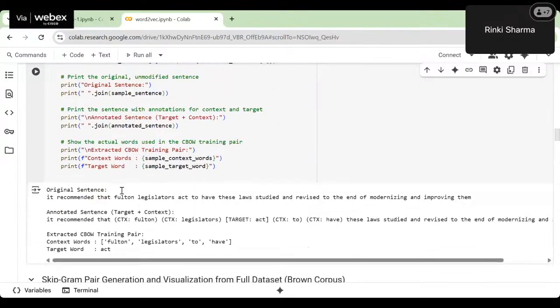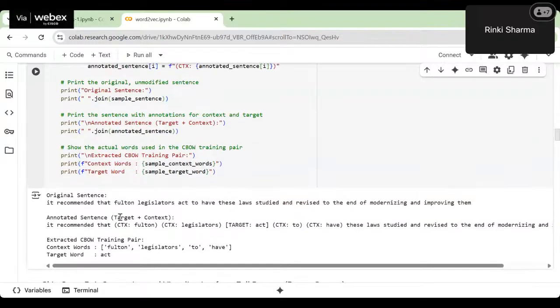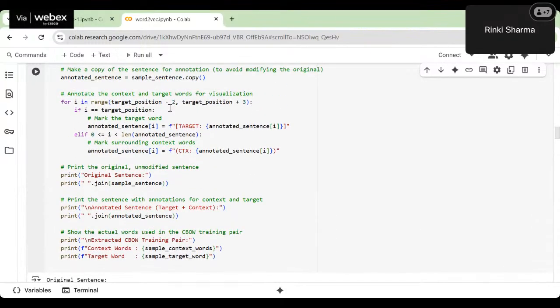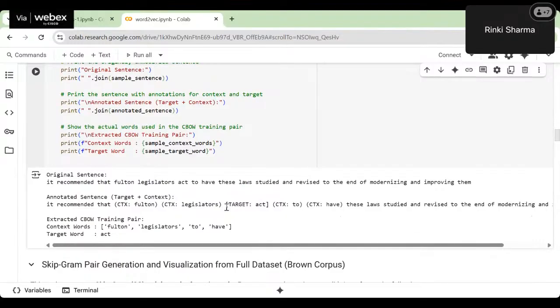So here is what our output looks like. This is our original sentence whose index is S5. It is recommended that Fulton legislator acts to have these laws studied and revised to the end of modernization and improving them. So we have defined here our target word and context word. We have already defined our window size here as 2, and we have chosen our target word as the 5th word. So how do these vectors look?